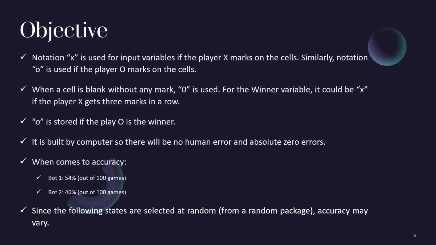The notation of the game is that X is used if the player X marks a cell. Similarly, O is used for player O. When the cell is blank, which by default is 0. The accuracy of the game is 54% for bot 1 and 46% for bot 2. And the code will be explained by Vamsi Krishna Bora.